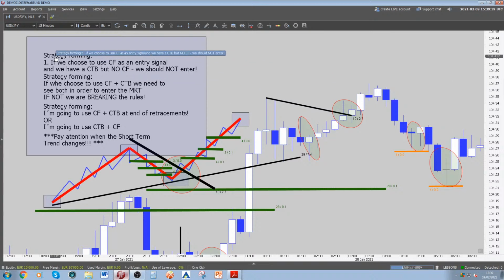Strategy forming. You have one, two, three things that can help you understand different entries and learn how to obey the rules. Like, I'm going to use candlestick formations plus the counter trendline break at the end of the retracement. This is not an entry anymore. But if you would use this without this rule, at the end of the retracement, this would be an entry.